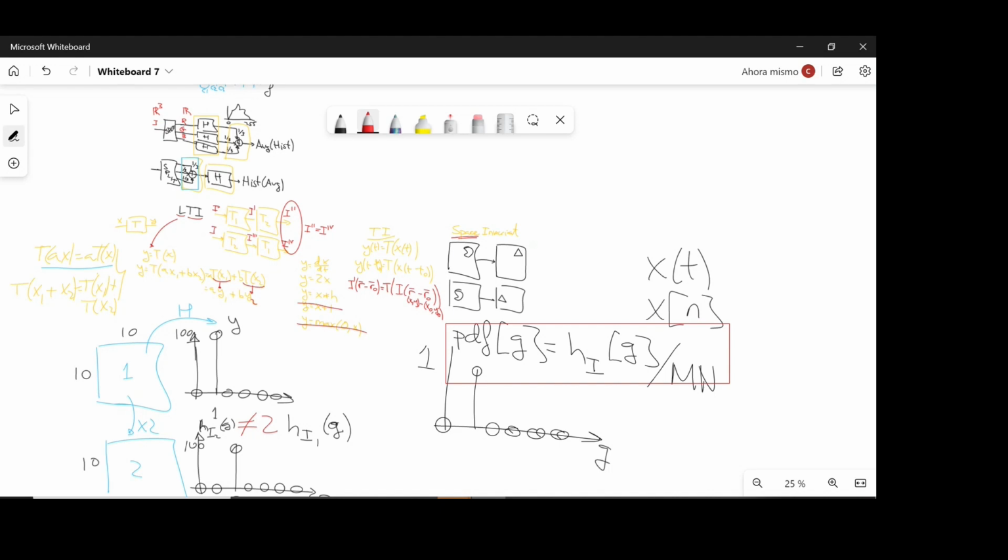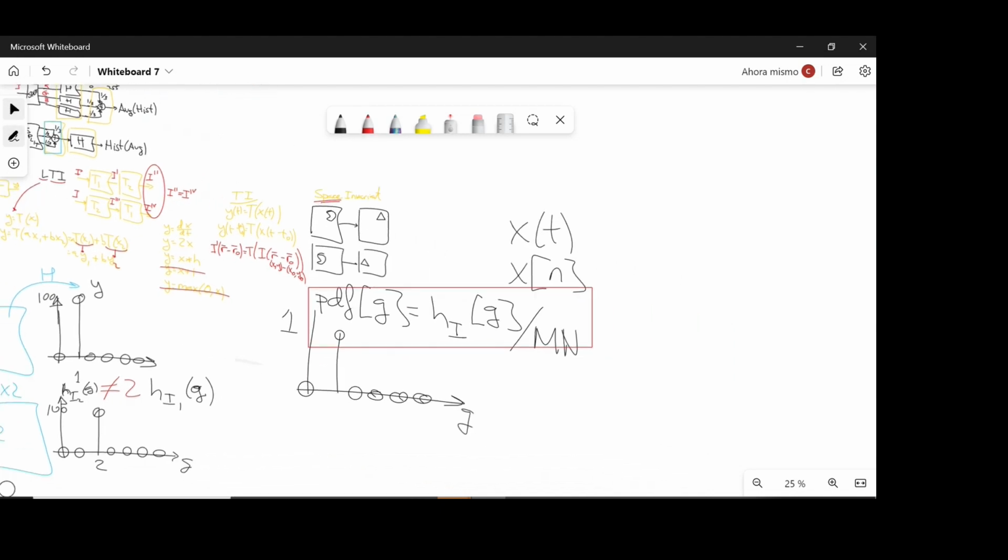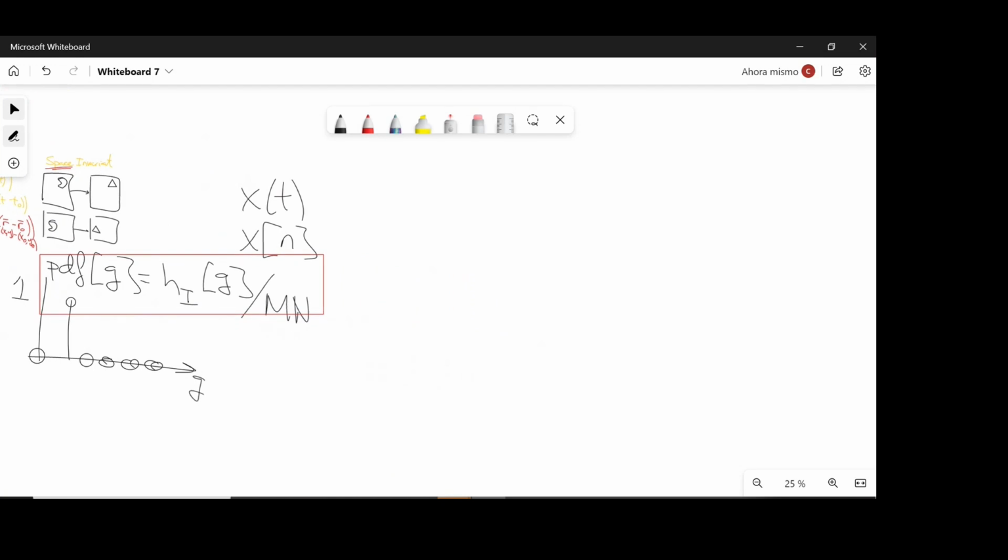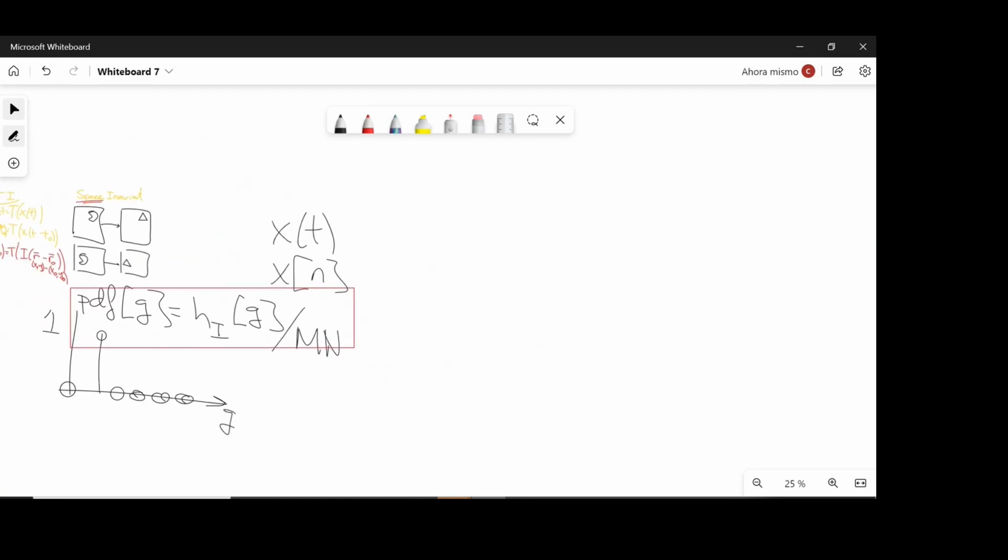And there is another property. What characterizes a PDF? A function is a PDF if what? There is a constraint, or a couple of constraints, that a PDF function has to fulfill. Can we have a negative probability? No. So that is the first condition: the PDF of any gray value has to be larger or equal to 0. What about the second one?